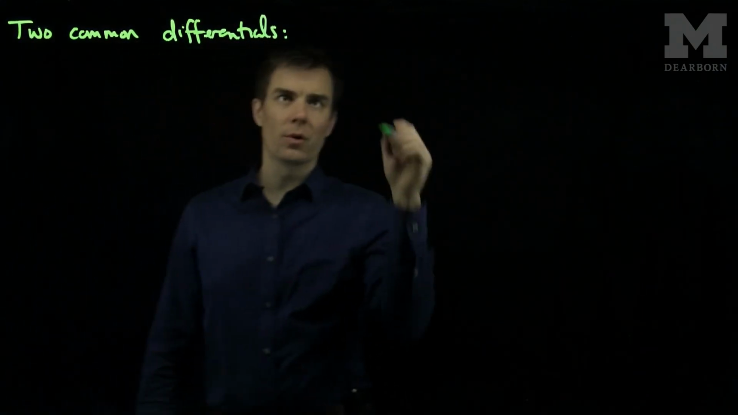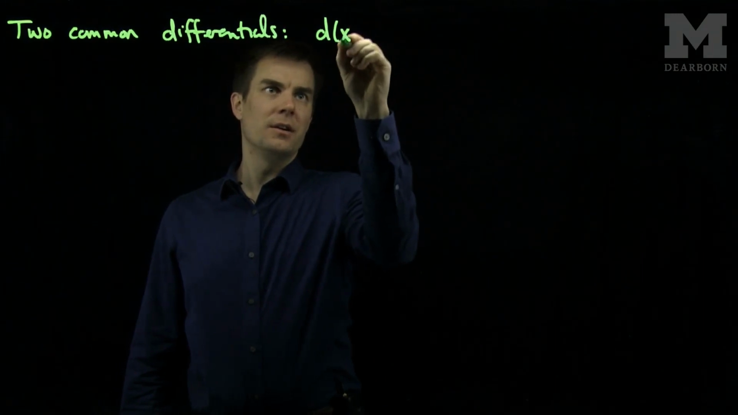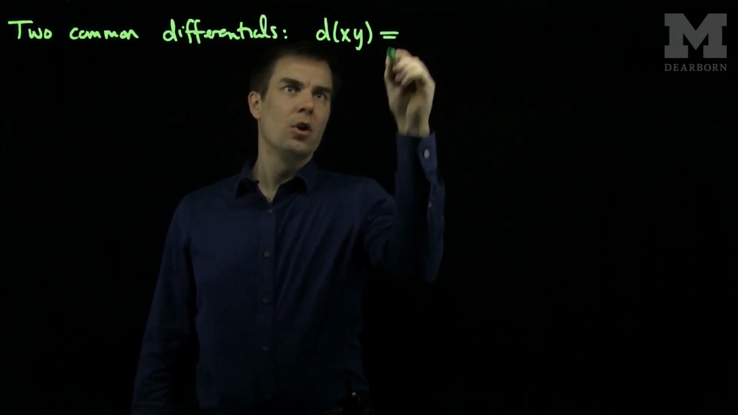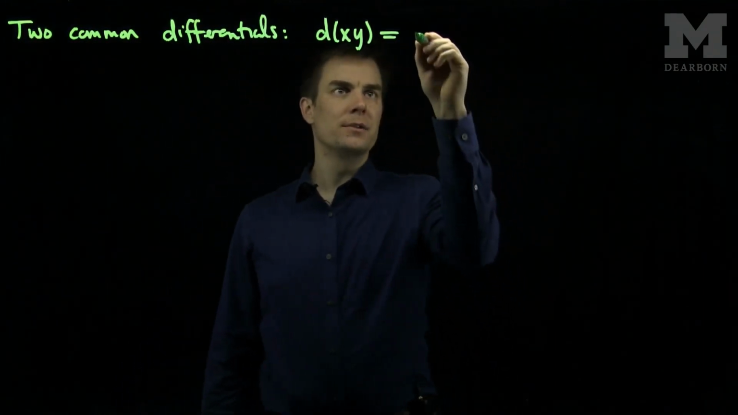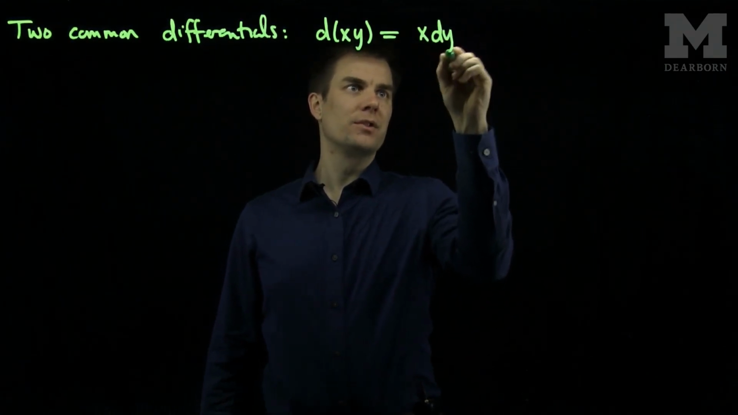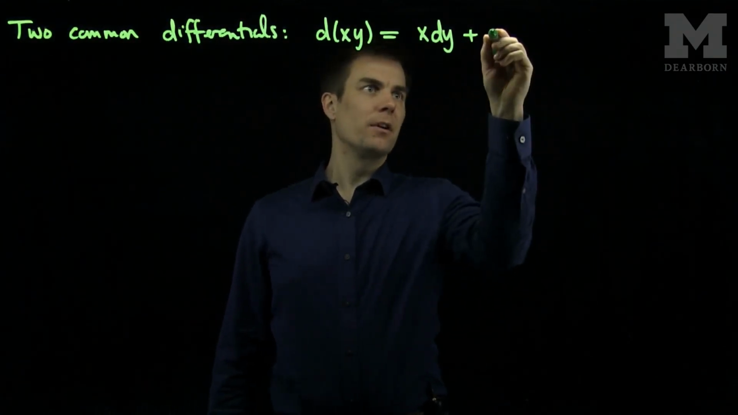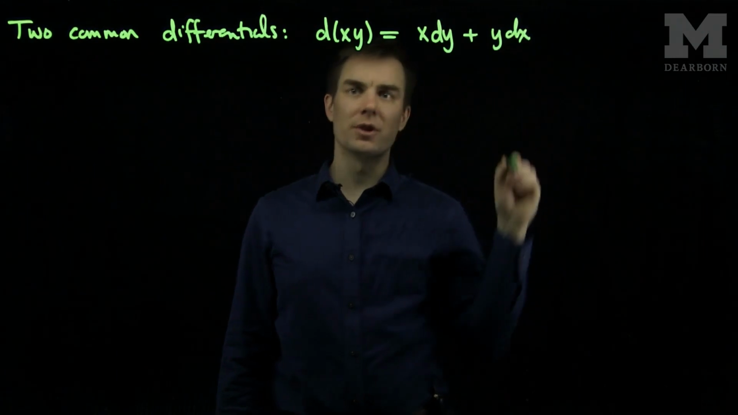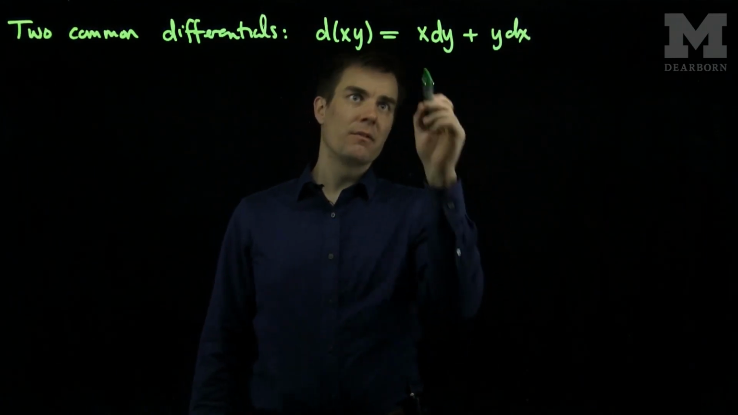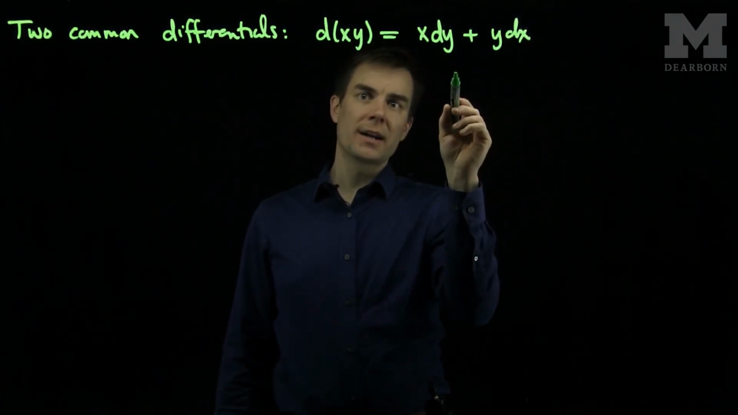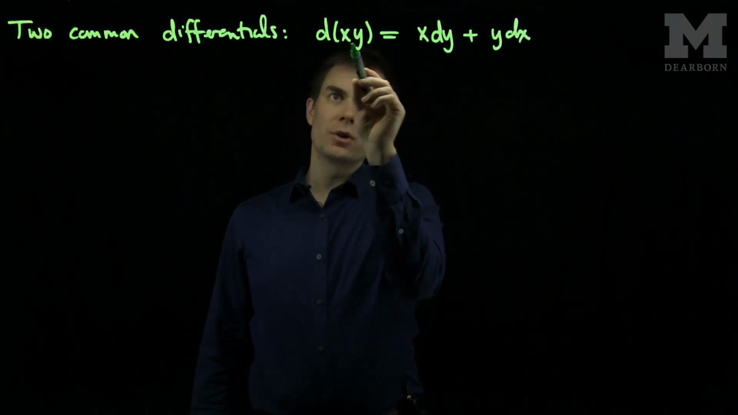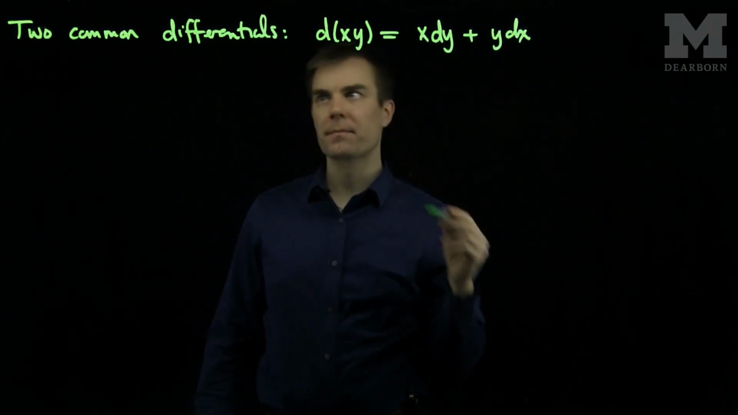The first differential we'll consider is d of xy, which we can compute using the product rule. It's the first function times the differential of the second function plus the second function times the differential of the first function. So when I see an expression of the form x dy plus y dx, I can write it as the differential of x times y.